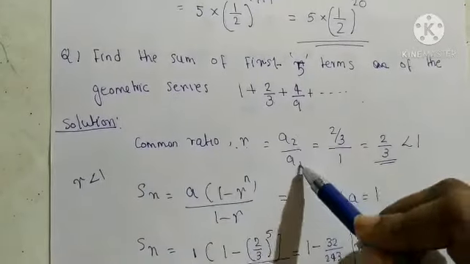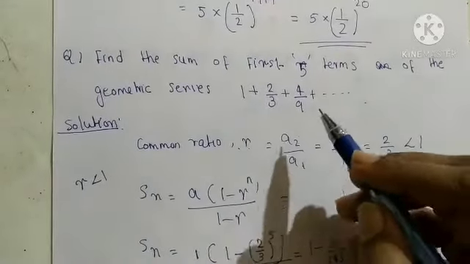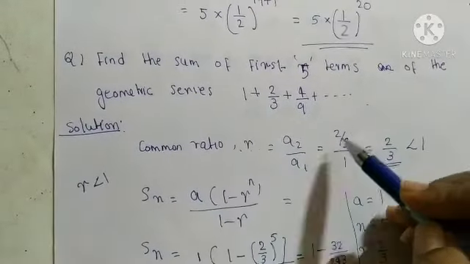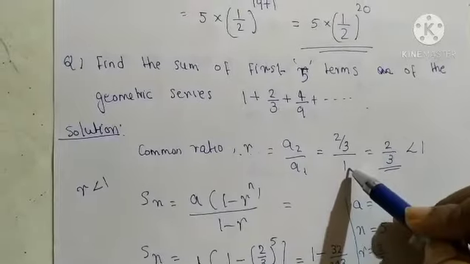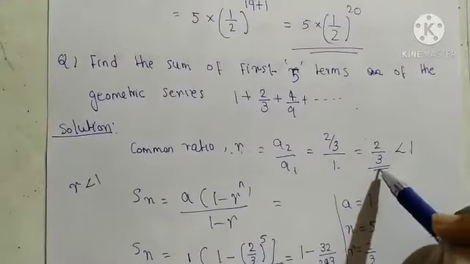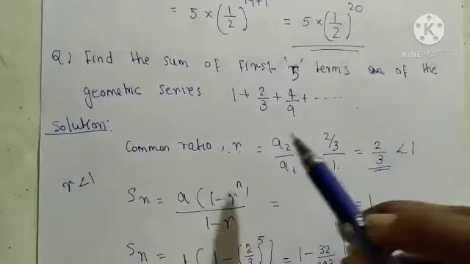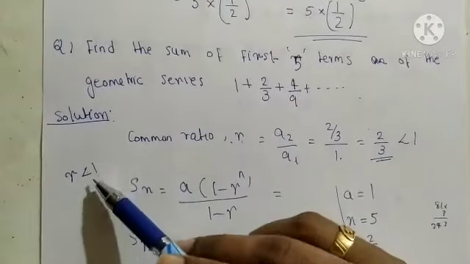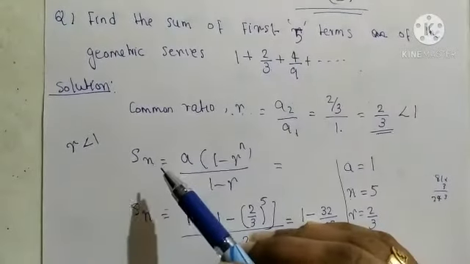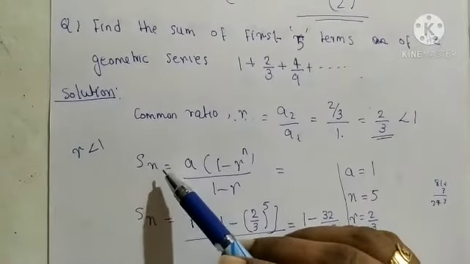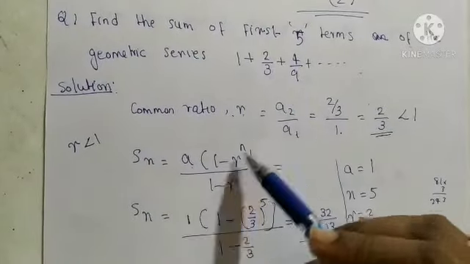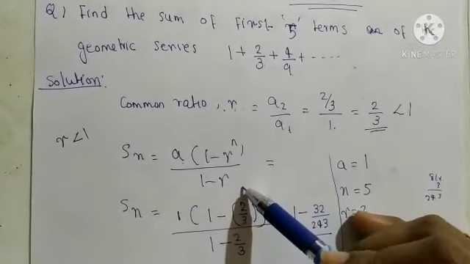a2 by a1, that means taking the ratio of the second term to the first term, we get the common ratio. So here a2 is 2/3 and a1 is 1. So we get the common ratio as 2/3, which is less than 1. So taking the formula for r less than 1 for finding the sum of n terms in a GP, that is Sn equal to a into (1 minus r raised to n) divided by (1 minus r).